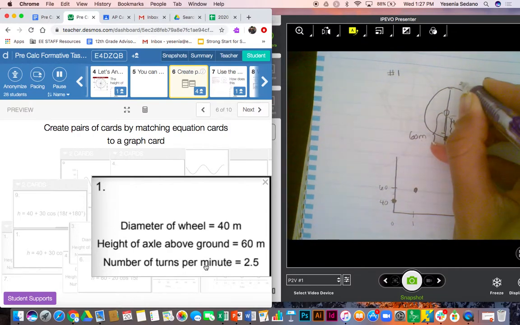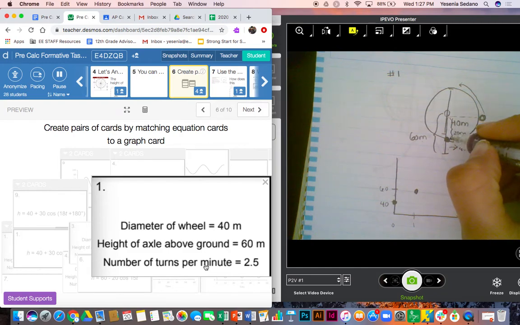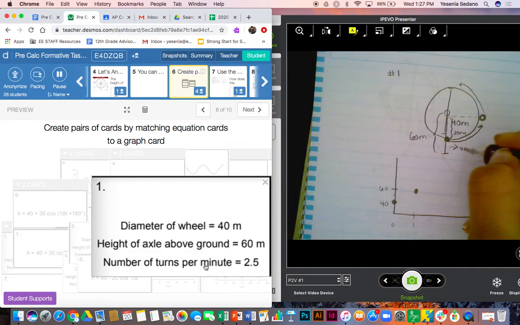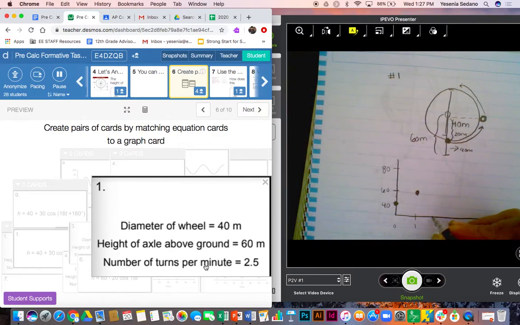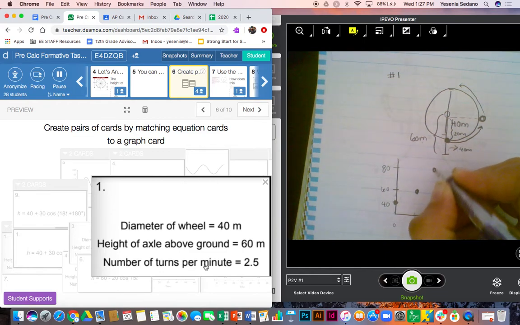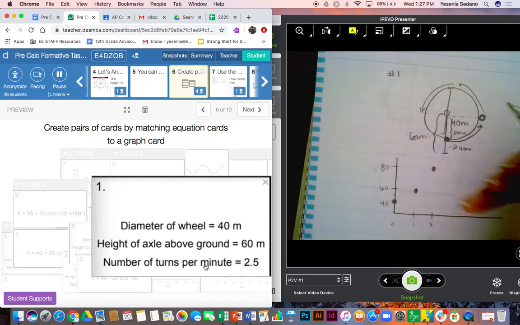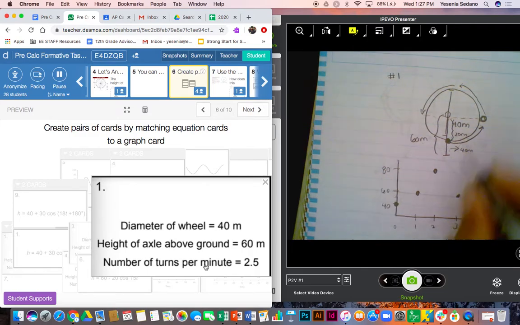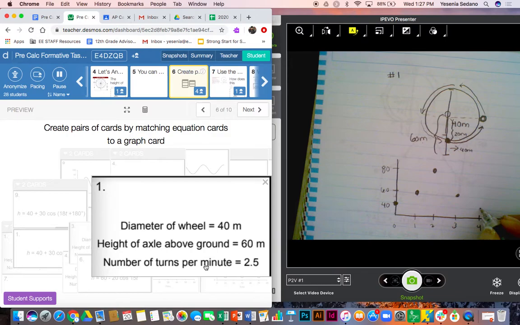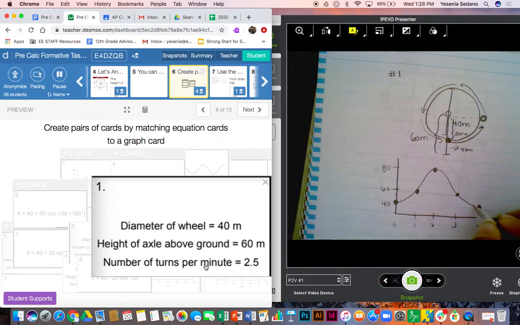And then once you hit up here, you're going to be at a height of 40 plus 40, so that's going to be 80. Let's say 80 is up here as our maximum height. Once you're halfway there, you start going back down. Over here, you're back down to 60. And then you go all the way back down to 40 once you make it one round. So this is a sketch of what the graph should look like.